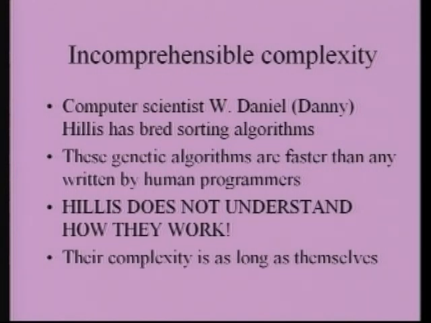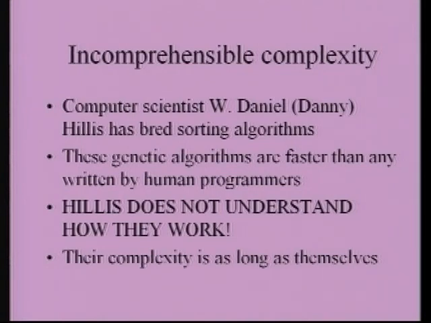So Danny Hillis evolved some algorithms by having these things do exactly what I described earlier: make 1 million different variations, and out of those 1 million, all of them crash except one, and the one maybe a little bit better than the previous generation. And then he gets evolved algorithms that are faster than any written by human programmers.